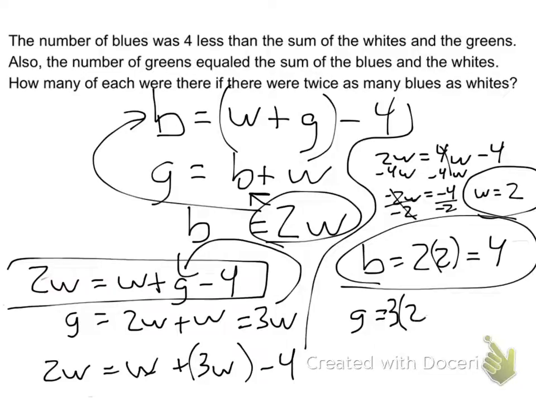Three times 2, which is 6. Number of whites, 2. Number of blues, 4. Number of greens, 6.